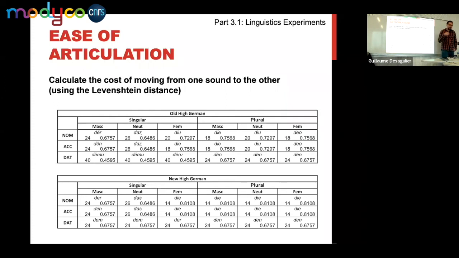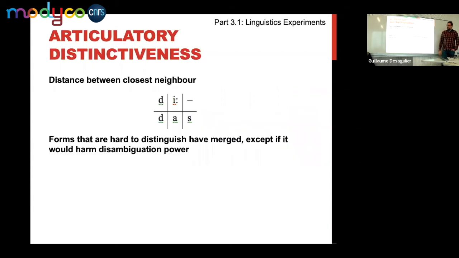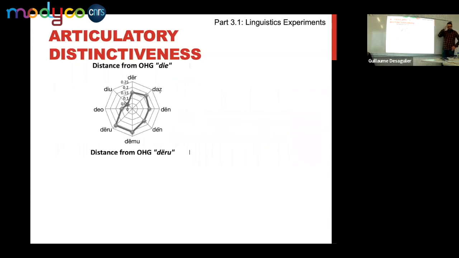You can also think from the viewpoint of distinctiveness from the listener's point of view. And then you look at how distinct are these in terms of their phonemic features. And d and das are obviously quite distinct and easier to distinguish. But d and dir, for example, are very close and more difficult to distinguish. And so, for example, if you take diu from Old High German, then these are the distances to the other ones. You see that diu and deo are quite close, but then den and demo, they're a bit further.